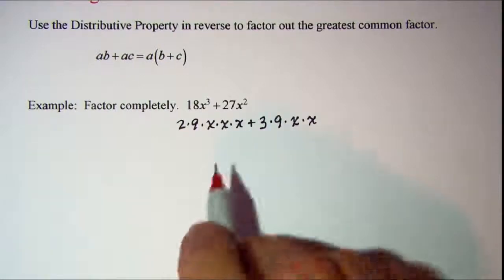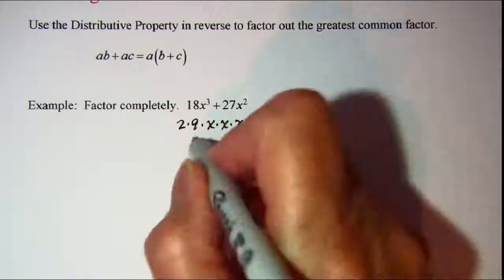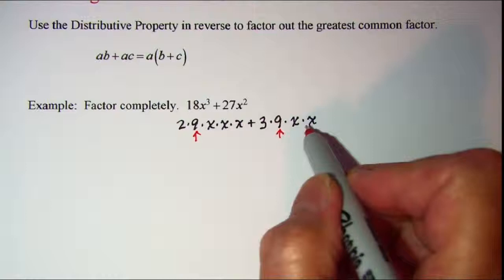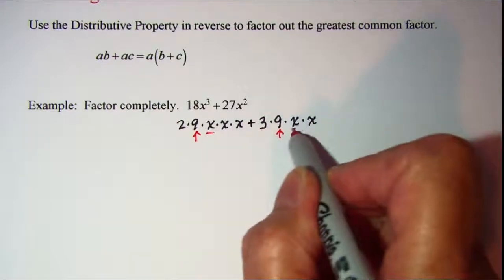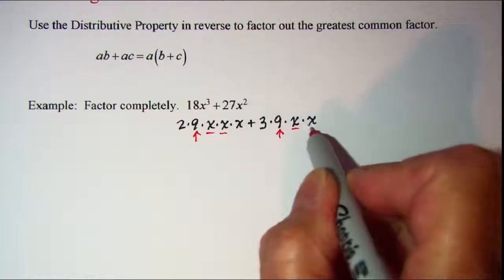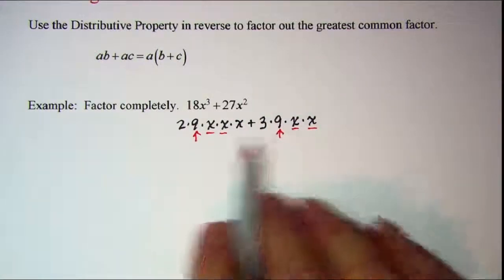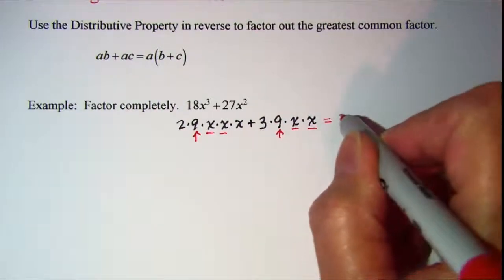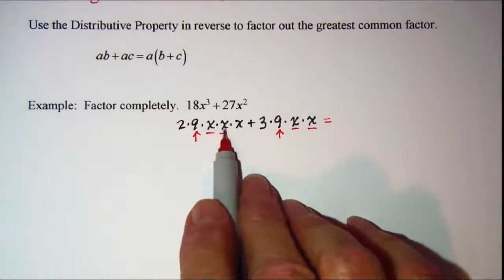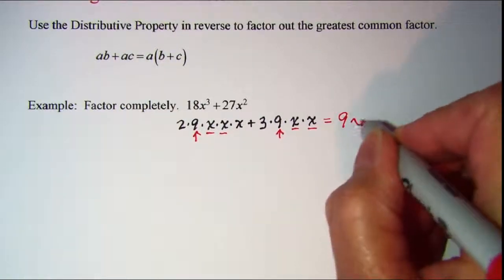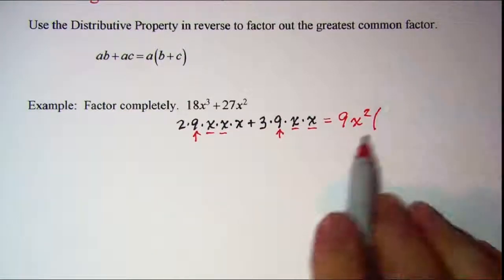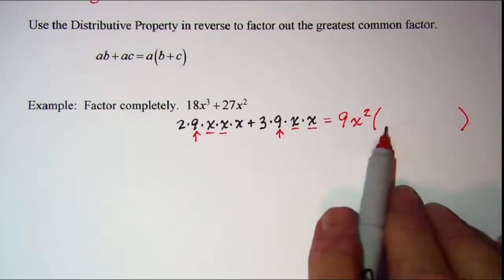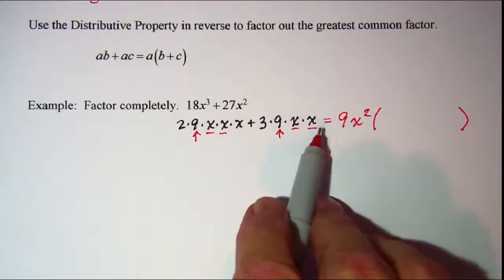So when we're looking for our greatest common factor, we can see that we have a factor of 9 in both terms, and we can see that we have a factor of x in both, and another factor of x in both. Now that's all the common factors that we have. Right? So our greatest common factor is 9x squared. Write that in front, and then multiply that by a quantity, and we'll find what's left here by dividing both terms by 9x squared.